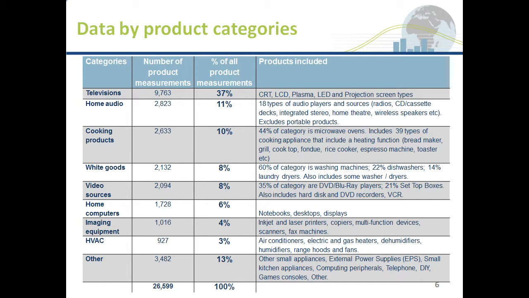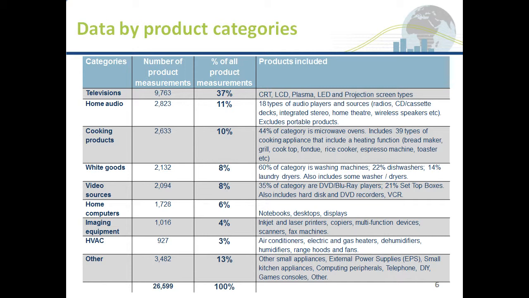If we take a quick look at the categories of products, televisions accounted for 37% of all the measurements, so we did have a very robust data set for televisions, and that enabled us to do some more detailed analysis on televisions than we've managed to do for the other product groups. Home audio accounted for 11%, but as we will discuss shortly when we look at the results, it does cover quite a mixed bag of products within that category.